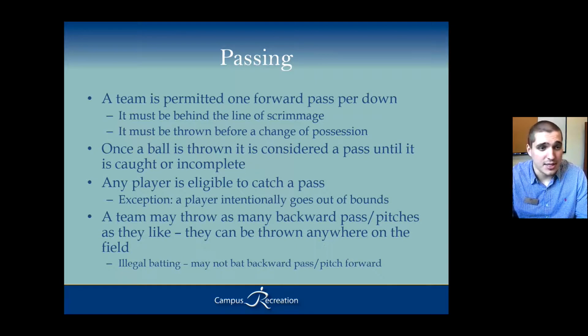So passing, like I mentioned, a team is permitted one forward pass per down. It must be behind the line of scrimmage, so you're not allowed to run past the line of scrimmage and then throw it. That would be an illegal forward pass. And it must be thrown before change of possession. So it can't be an interception and then somebody throws it. It can only be the offensive team that starts with the ball at the beginning of the play, and they're allowed one forward pass per down.